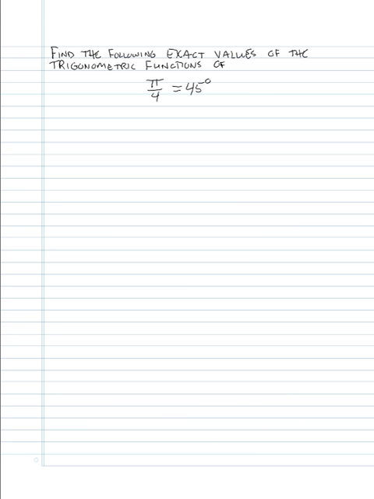Well, in summary, what we're doing here, the directions may not be real clear. Now that we know the trig point, the point on the unit circle for pi over 4 is square root of 2 over 2, comma, square root of 2 over 2. Okay. And so we're to find the sine of pi over 4, the cosine of pi over 4, and so on.